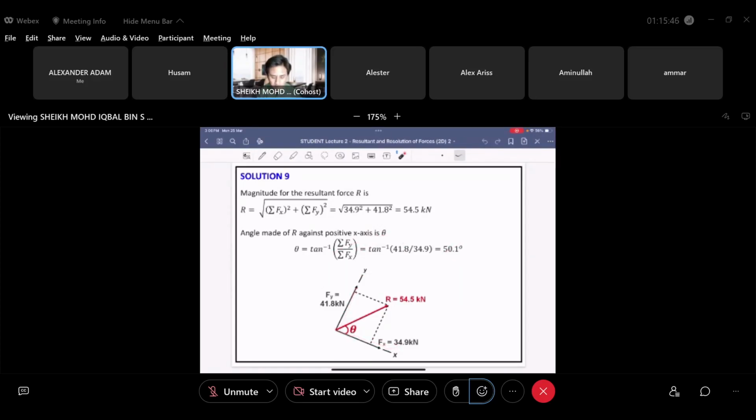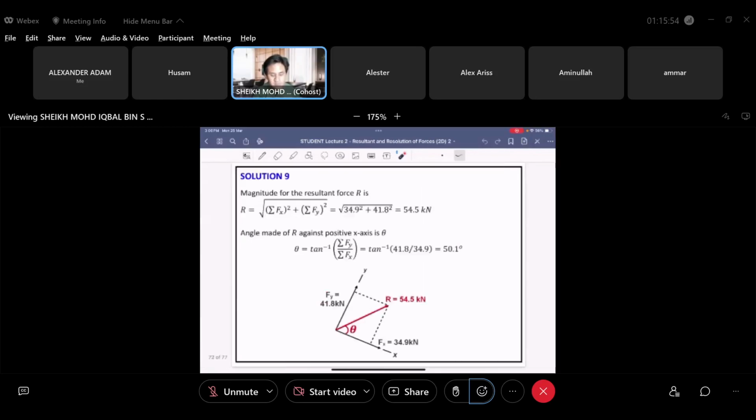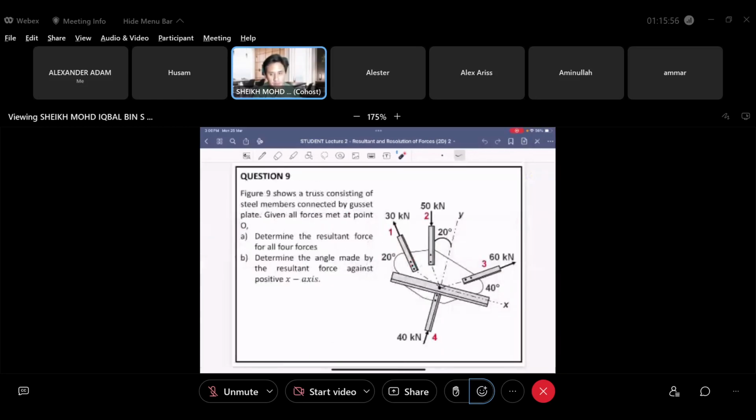Okay, so I think that's it for today. Anyone has any questions regarding this? Well, question 9, question 8, everyone okay? Okay, thumbs up if you're okay. Okay, good. All right, so I think this is actually not that hard.